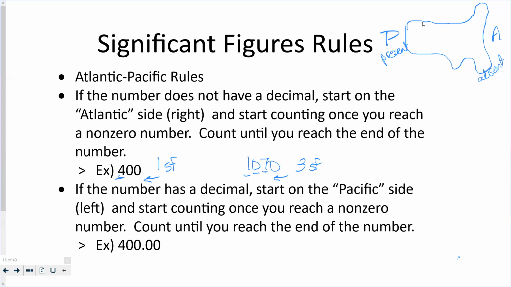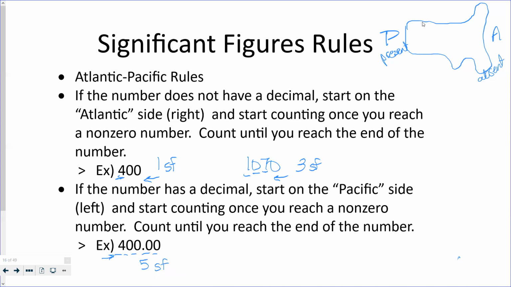So here I also have the number 400, but it is 400.00. This has a printed decimal point. So we start on the Pacific side, we read from left to right. Our first non-zero digit from the left is 4. And reading from left to right, we have to count every digit once we've started. So this number has 5 significant figures.